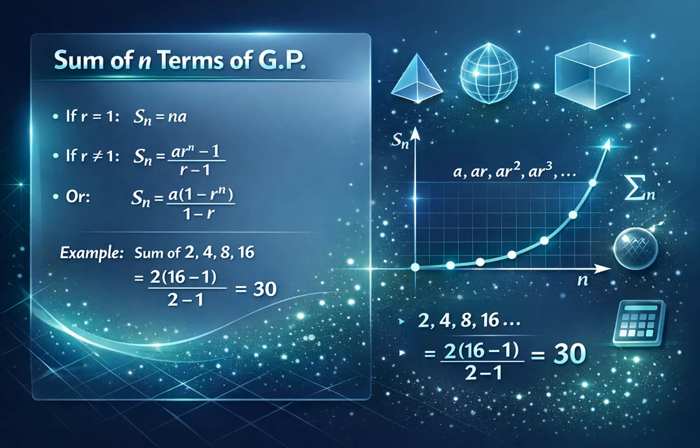The sum of n terms of a GP depends on r. If r equals 1, then Sn equals na. If r is not 1, then Sn equals a times (r to the n minus 1) over (r minus 1). An alternative form is Sn equals a times (1 minus r to the n) over (1 minus r). For 2, 4, 8, 16, the sum is 2 times (16 minus 1) over (2 minus 1) equals 30.